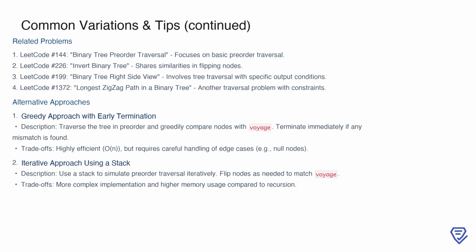For alternative approaches, a greedy strategy with early termination can be effective. You traverse the tree in preorder, comparing nodes with Voyage and terminating immediately if there's a mismatch. This approach is highly efficient, running in O(n), but requires careful handling of edge cases like null nodes. Another option is an iterative approach using a stack to simulate preorder traversal. While it achieves the same result, it's more complex to implement and uses more memory compared to recursion.